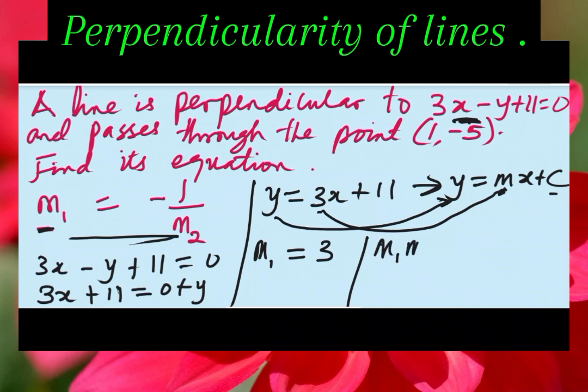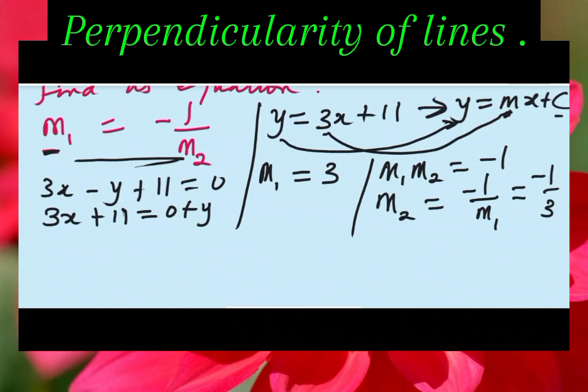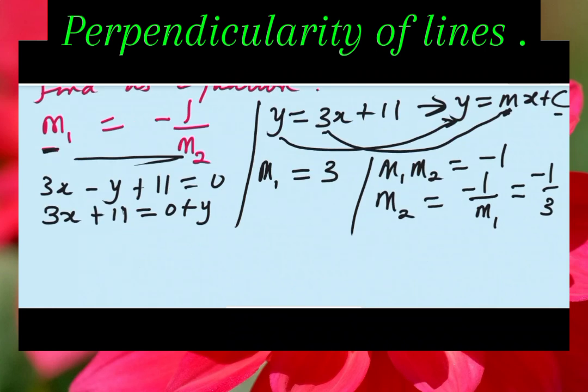Now to get m2, from this equation, m1 times m2 is equal to minus 1. If you cross multiply this, m2 is the same as minus 1 over m1, and this is the same as minus 1 over 3. Very correct. Now, having gotten m2, we apply the equation for when a point and a gradient are given.